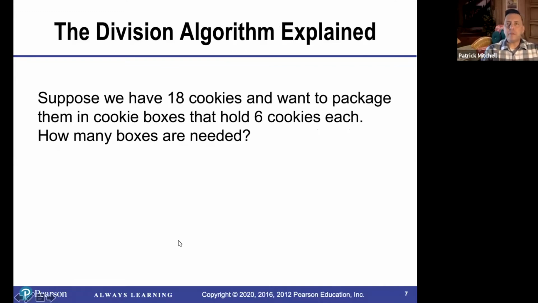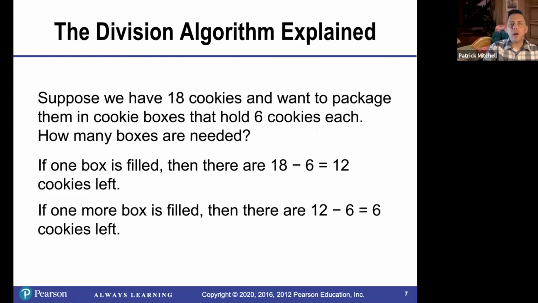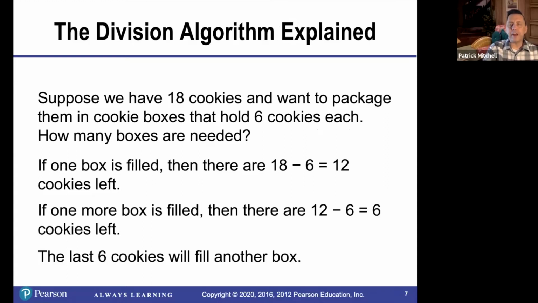The division algorithm explained. Suppose we have 18 cookies and want to package them in cookie boxes that hold 6 cookies each. How many boxes are needed? If 1 box is filled, then there are 18 minus 6 equals 12 cookies left. If 1 more box is filled, then there are 12 minus 6, which is 6 cookies left. And the last 6 cookies will fill another box. You see that we used a total of 3 boxes, which means that 18 divided by 6 is equal to 3.